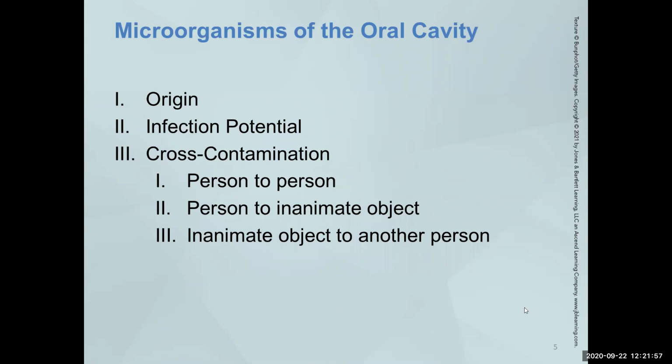What we want to avoid is cross-contamination, and that cross-contamination is person to person, person to inanimate object. That is everything that you're touching. And then the inanimate object, what you touch, then goes to another person.